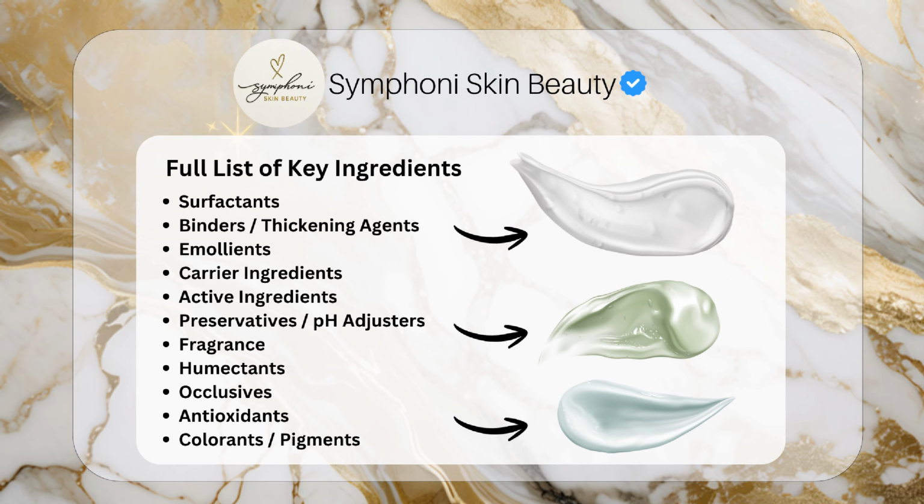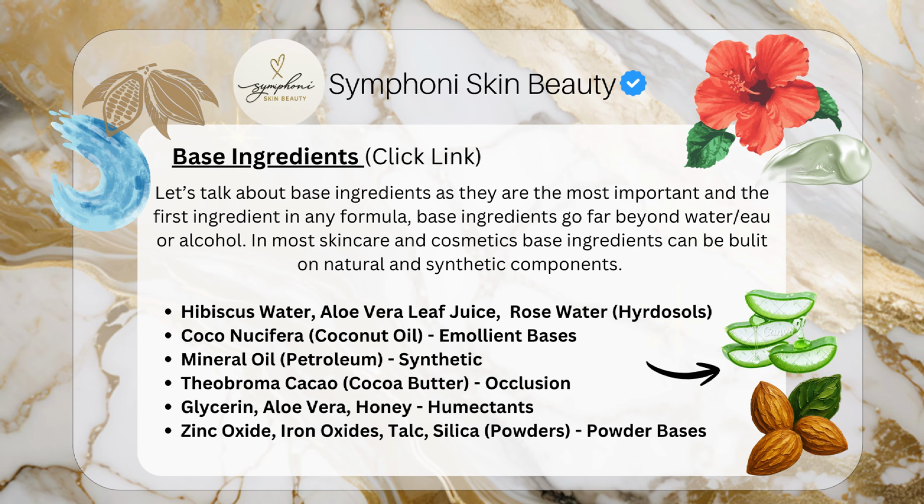For a full list of the categories, mainly in this video, we're going to be talking about base ingredients. We're also going to be looking at a couple of emollients and carrier ingredients, but here's a full list for you to see. We have humectants, occlusives, antioxidants, colorants. The list goes on, and it's really important for you to understand this, so I highly encourage you to check out the first video where I explain this in depth. So let's actually get into the first one, which is our base ingredients. So let's talk about it.